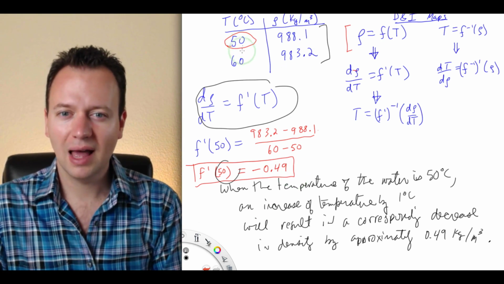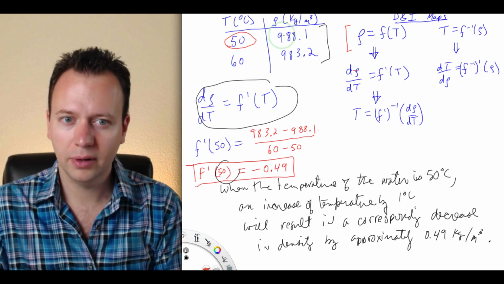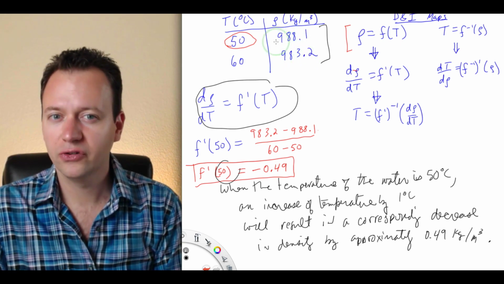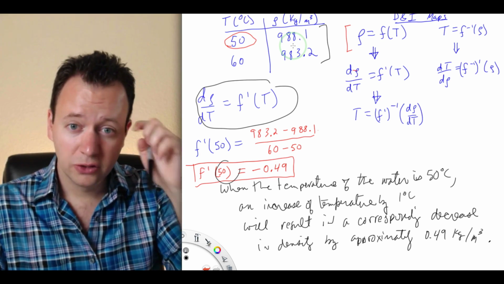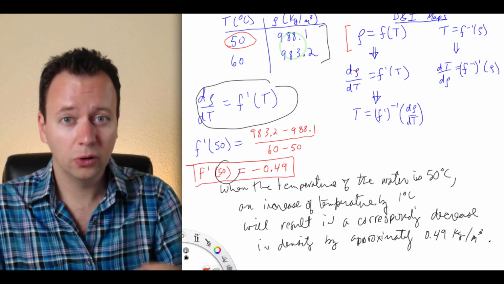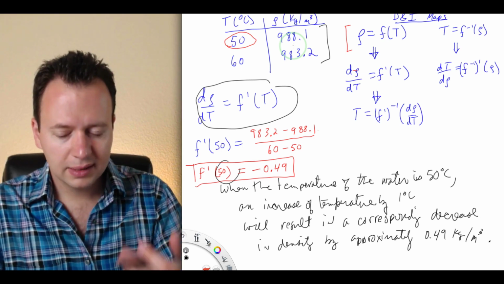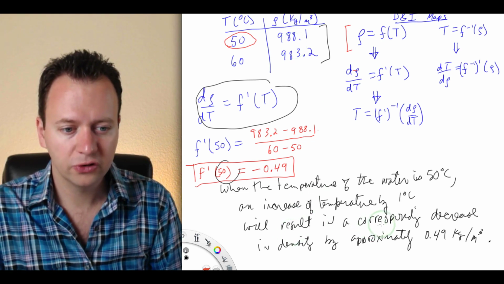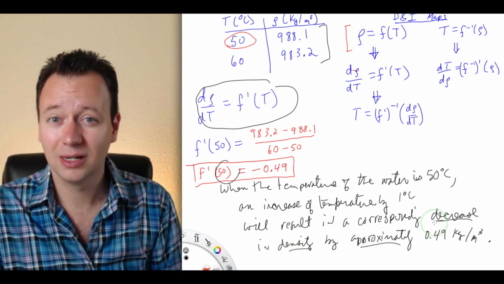So even in a 10-degree change in temperature, we didn't see a big change in the output, right? 983 versus 988, it's less than a 1% change. So with a 1 degree change in temperature, we're looking at a very small change in the density. So we can say an increase of temperature by 1 degree Celsius will result in a corresponding decrease in density by approximately 0.49.